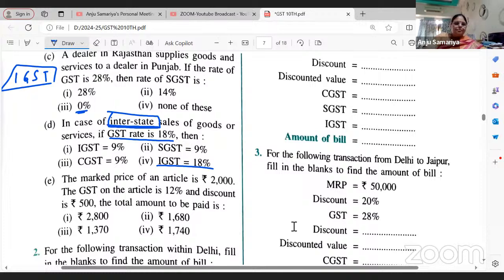Now next one. The mark price of an article is 2,000. GST on the article is 12%. Discount is rupees 500. Find the total price to be paid. So first our selling price will be this much. How much? 2,500. There is a discount, right? The discount is 500, so subtract the discount: 2,000 minus 500.